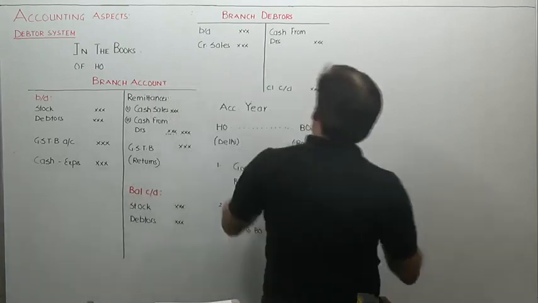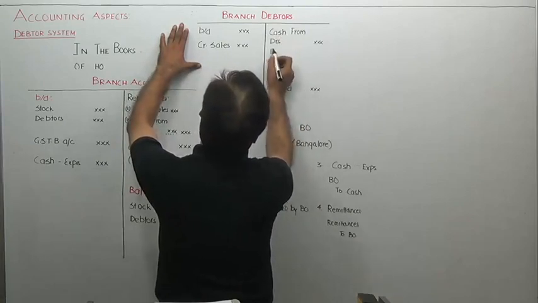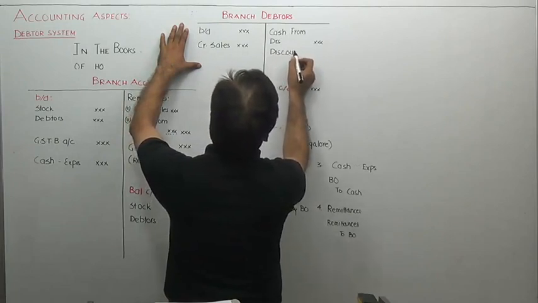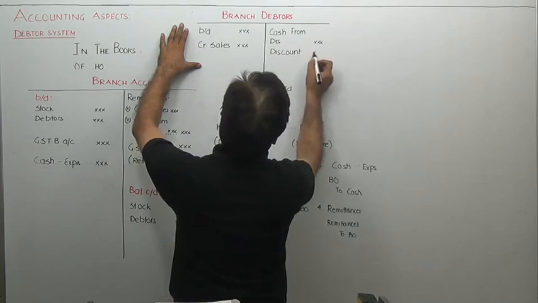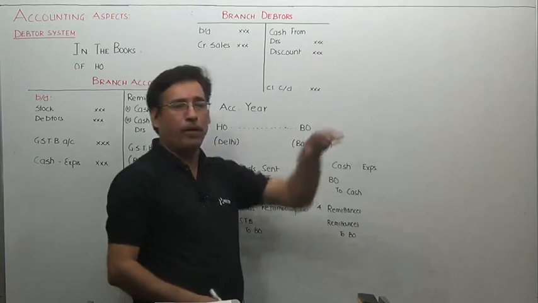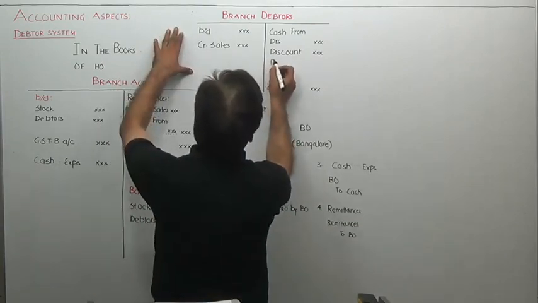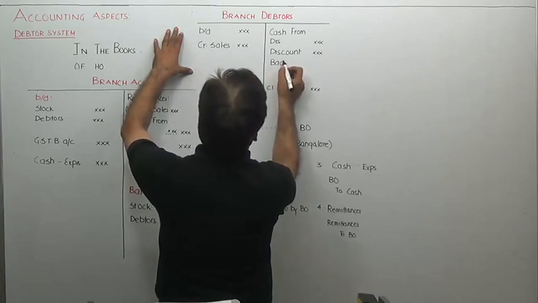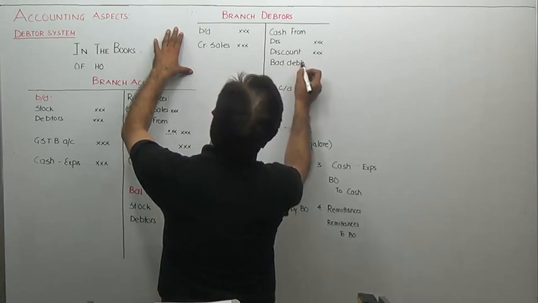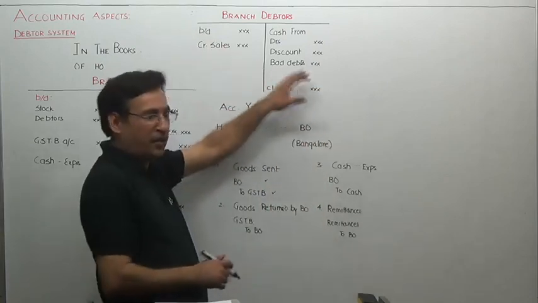So, why am I saying so? Because often the branch will give discount to the debtors in order to make them pay early. Discount is generally given to the debtors so that they pay before the stipulated date. So that is the reason discount will be put on the credit side of the debtors account. Often debtors will default and bad debts will take place. No doubt about that. It will reduce the branch debtors balance, and that is the reason bad debts will appear on the credit side.